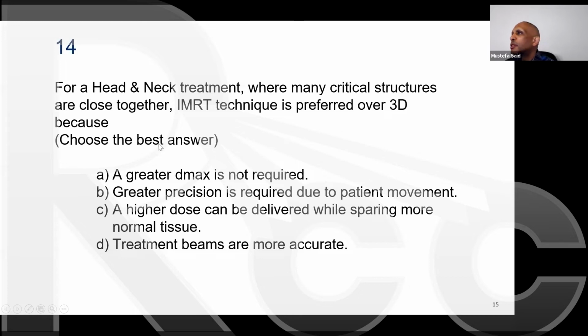For head and neck treatment, where many critical structures are close together, the IMRT technique is preferred over 3D because: A, greater demand is not required. B, greater precision is required due to patient movement. C, a higher dose can be delivered while sparing more normal tissue. And D, treatment beams are more accurate. All right, you answered the right question. 80% said C, a higher dose can be delivered while sparing more normal tissue.